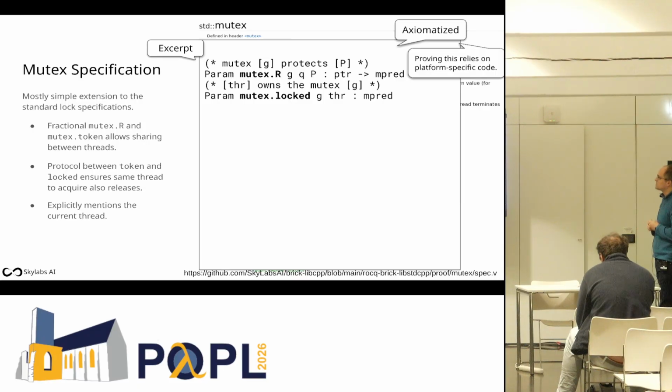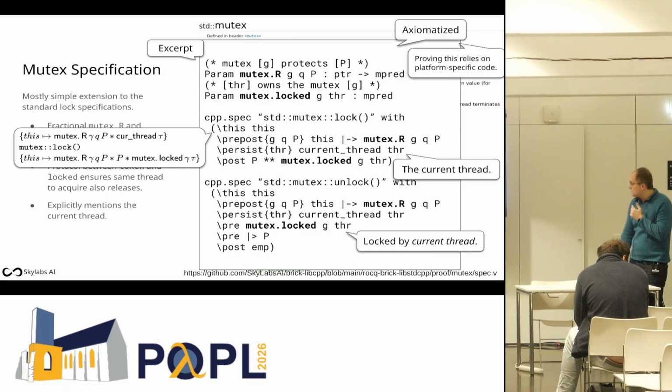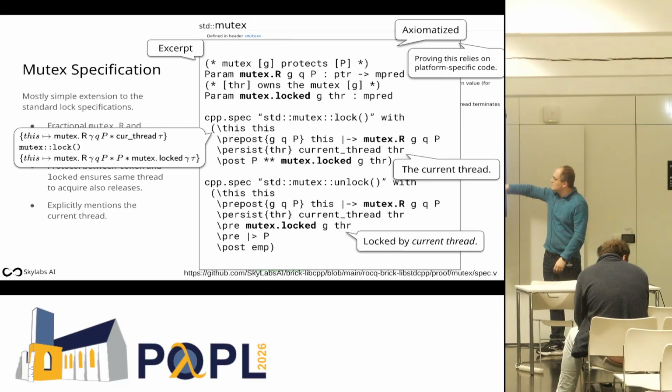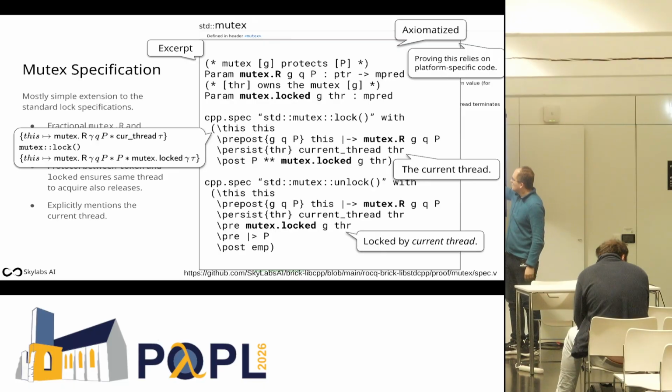So in separation logic, we're going to have a predicate called mutexR. That's ownership of this mutex, and it's going to protect this invariant P. And then you've got a locked predicate. This is pretty standard stuff from separation logic. And using that, we can write specifications like the specification for lock and unlock. And here you can see that we're capturing this characterization that the current thread owns it by adding the thread that did the locking on mutex.locked.